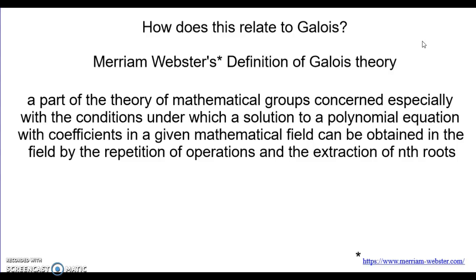So Galois theory, it's a part of the theory of mathematical groups, which we've been working with, concerned especially with the conditions under which a solution to a polynomial equation with coefficients in a given mathematical field can be obtained by the repetition of operations. So that's important, the repetition of operations right there. That's what I showed on the previous slide with my Cayley table. But then it also says the extraction of nth roots. So what did I just do that helped me with the extraction of nth roots?